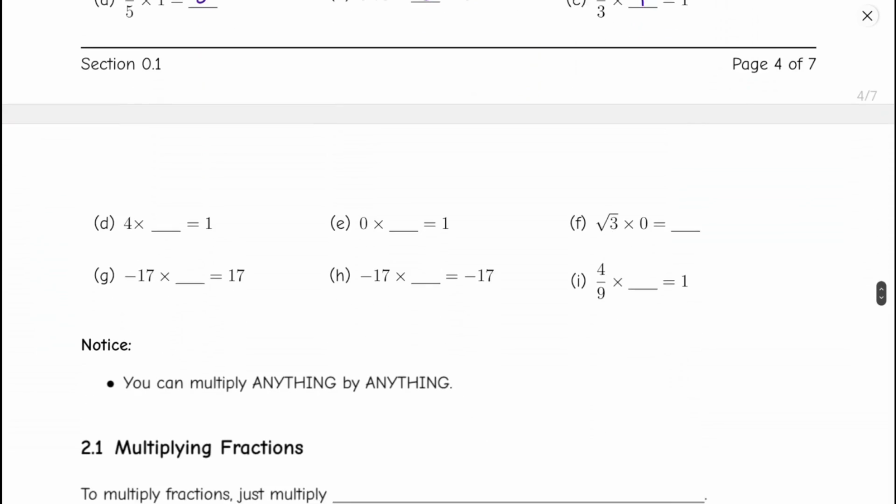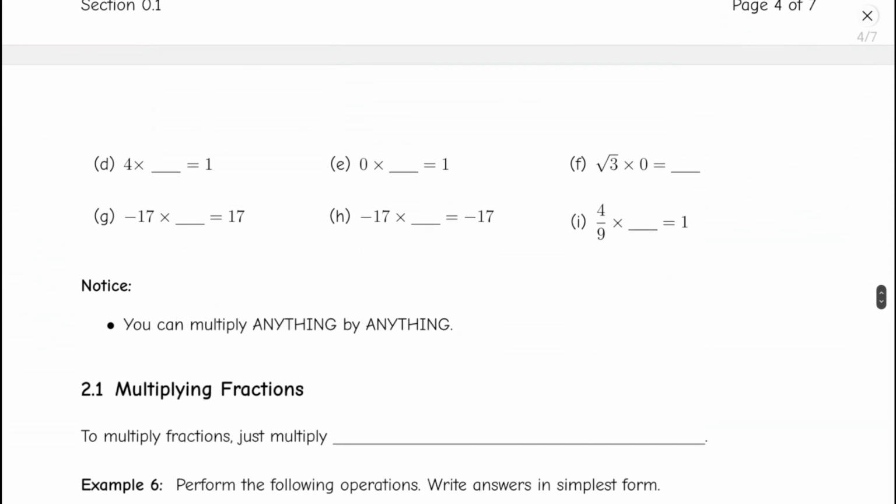D is more of the same because it's saying 4 times what equals 1. So that's asking for the reciprocal of 4. Well, now how do I flip 4? Well, remember, any whole number can be thought of as a fraction if you think of it as 4 over 1. So then to flip that, we get 1/4.